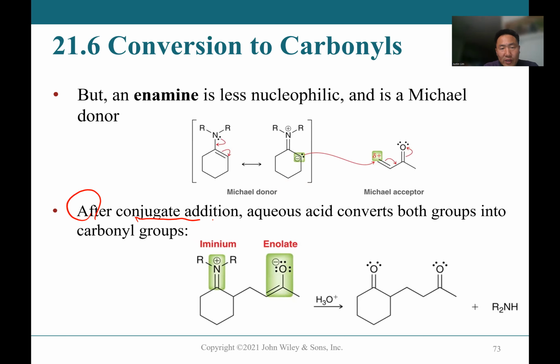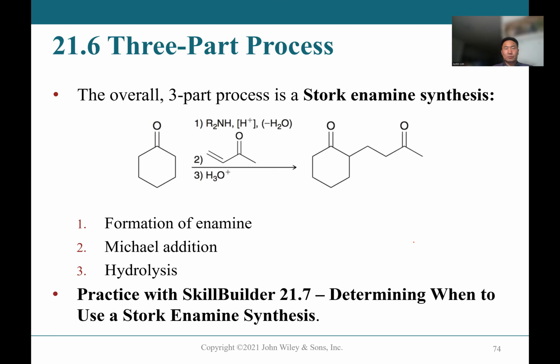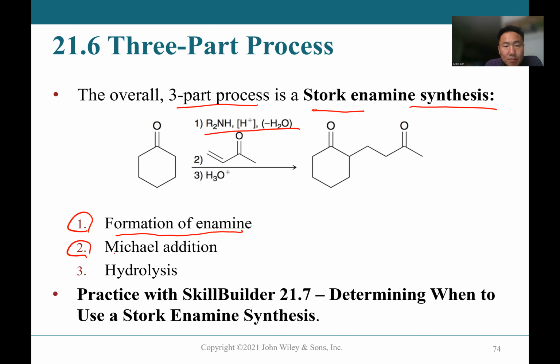After conjugate addition, aqueous acid converts both groups into carbonyl groups. So this one into a carbonyl group. So the overall three-part process is the Stork enamine synthesis. Number 1, formation of the enamine. Number 2, Michael addition. Number 3, hydrolysis to get the product.